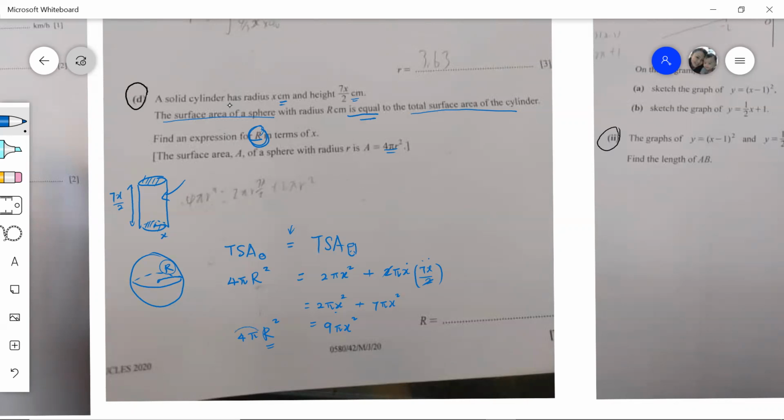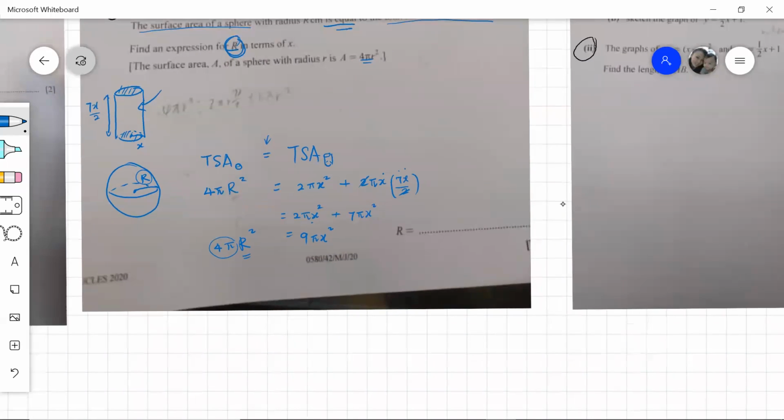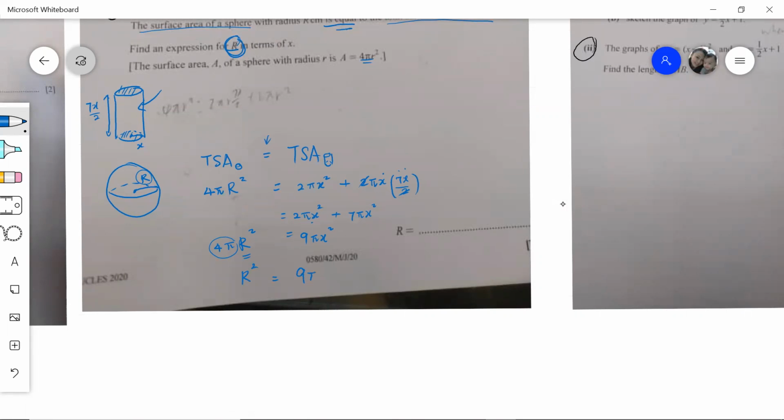The rest, which is not relevant, should be brought towards the other side of the equation. In this case, r squared equals 9 pi x squared over 4 pi. Do you notice that the pi and the pi can be cancelled off? So we will have 9 over 4 x squared. That is for r squared.